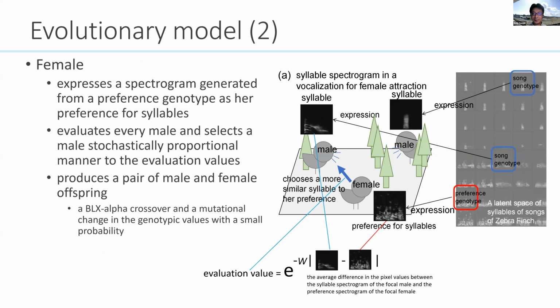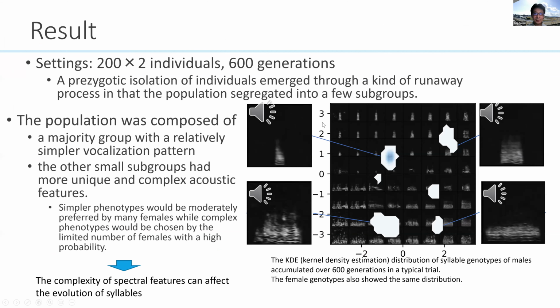Yeah, I think that basically the selection process is quite simple. The female compares the spectral image between them, maybe the distance from its own preference to the syllable. So I think that... Sorry, carry on. Kind of normal songs can be preferred by many females because they are not so extreme.